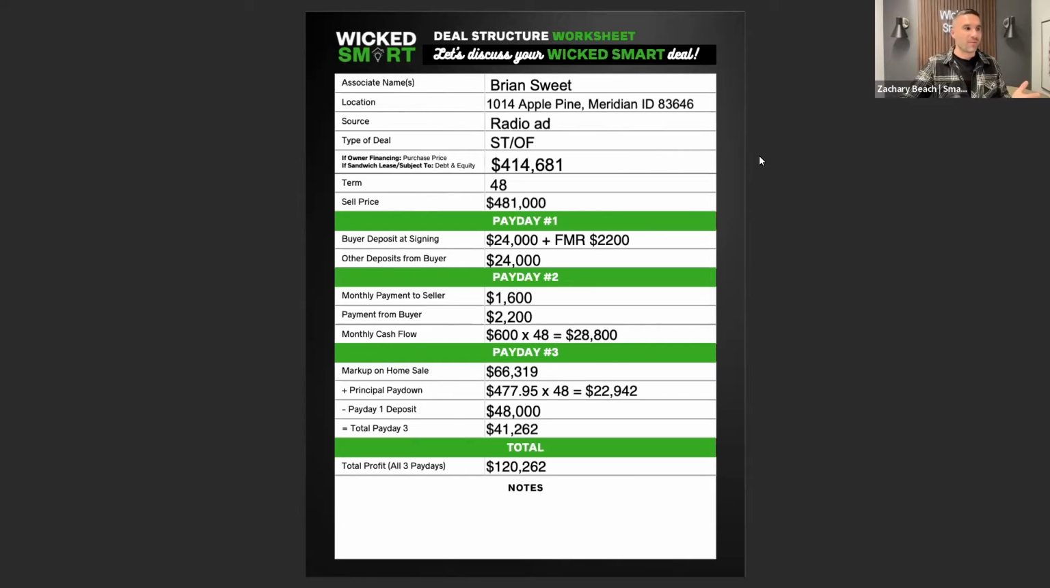It's a super risk-averse way of selling properties because you're going to pull out some equity today. So we're projecting that Brian's going to collect anywhere from $24,000 to $48,000 down. That's why you see the deposit plus other deposits.